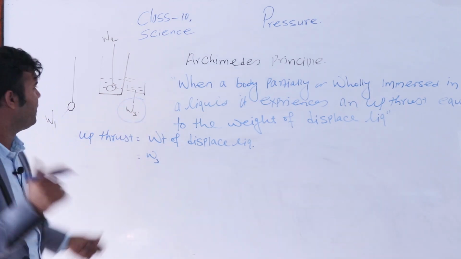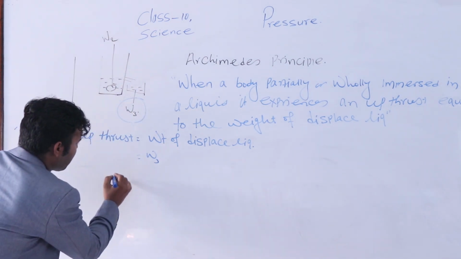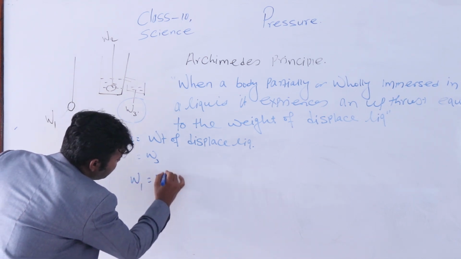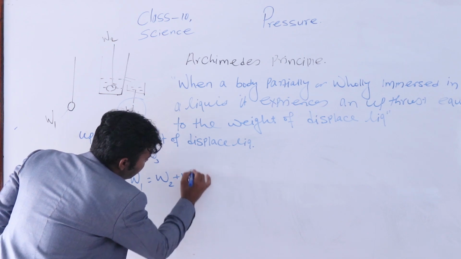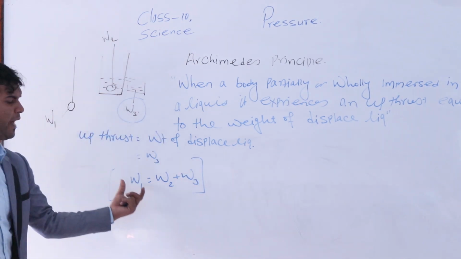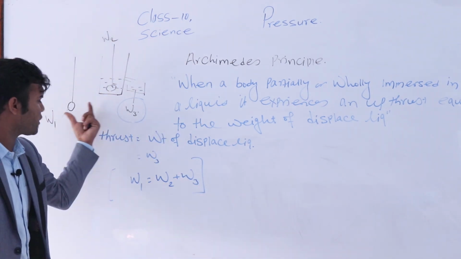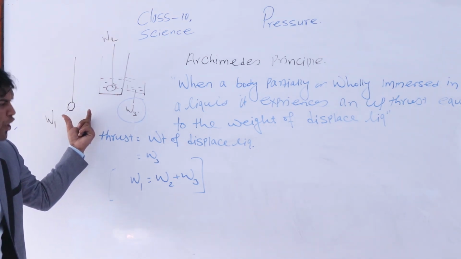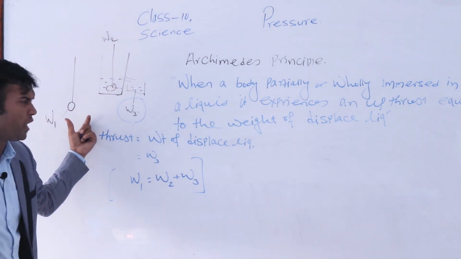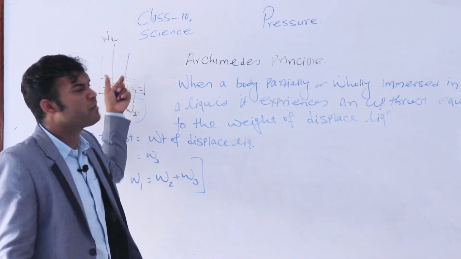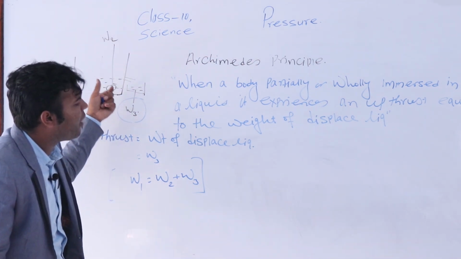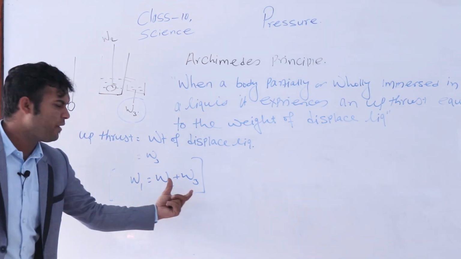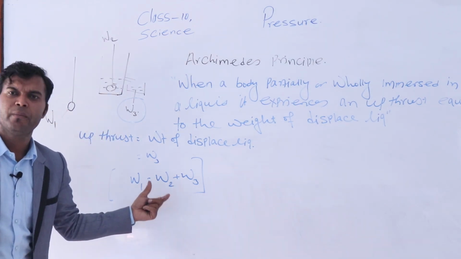Clear? Okay. Now from the Archimedes principle, W1 is equal to W2 plus W3. It means that the weight of an object in the atmosphere is always equal to the weight of the object inside the liquid plus the weight of the displaced liquid. This is the verification of Archimedes principle.